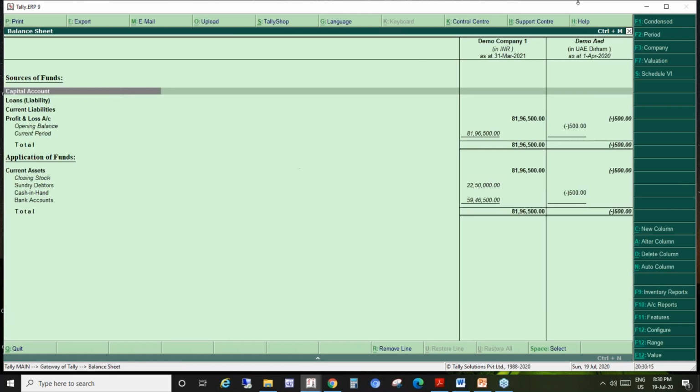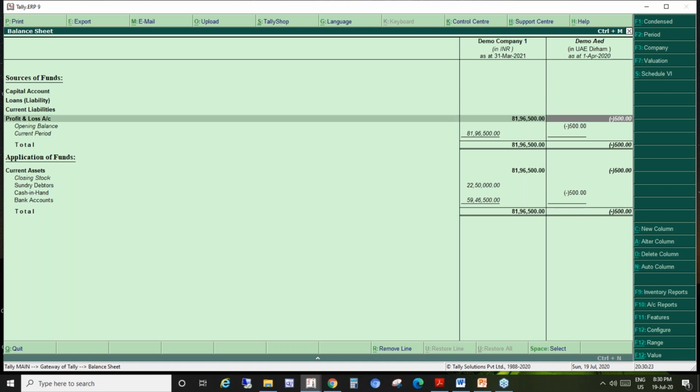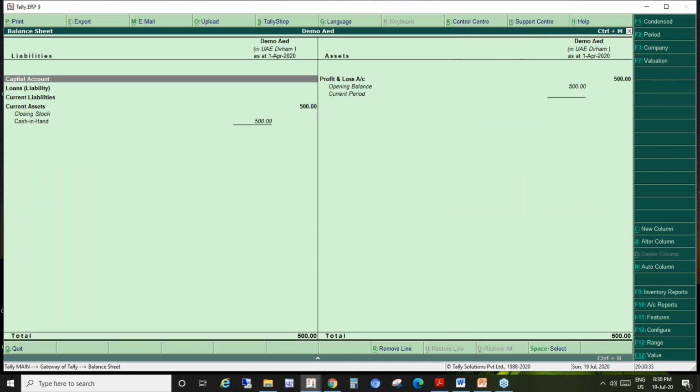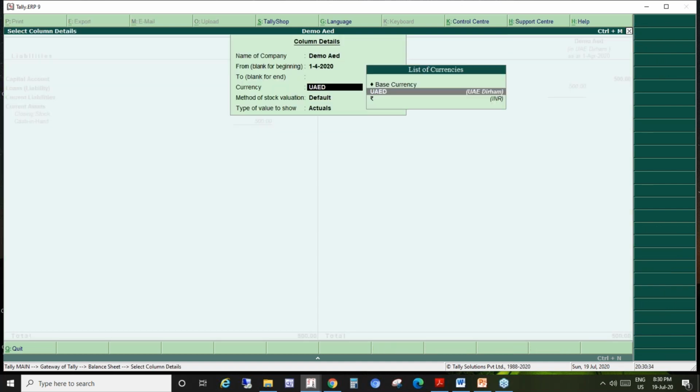Yeah. That's how, in UAE Dirham, Alt C, and you can find both of them together. Now, if you want to convert this also in INR, that is also possible. Suppose this $500 you want in INR, and this you want to let remain in rupee only. Then what do you do? You load this company, you create rupee 15, suppose 20.